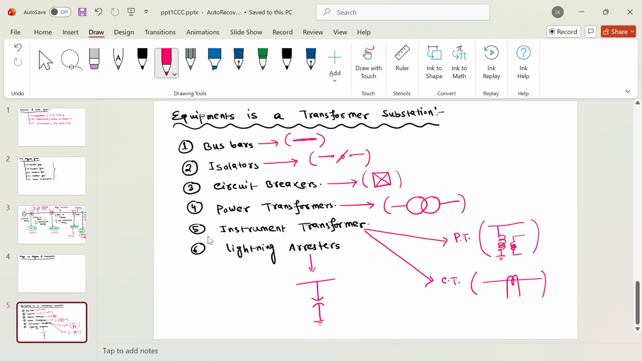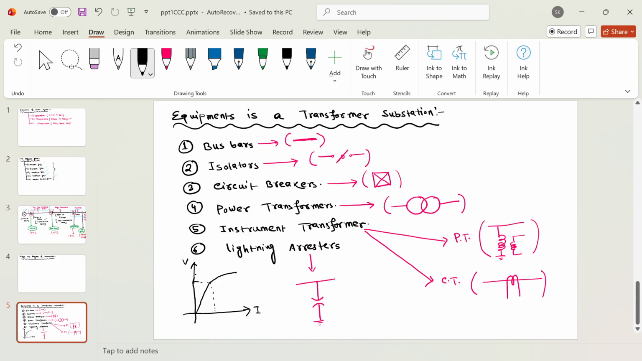If I talk about the VI characteristics of a lightning arrester, it is non-linear. At normal voltage it is linear, but at very high voltage it offers non-linear characteristics, and the resistance will be very minimum. So let's say this is your voltage and this is your current. The VI characteristics of the lightning arrester is non-linear. Let's say up to this region, it will be linear.